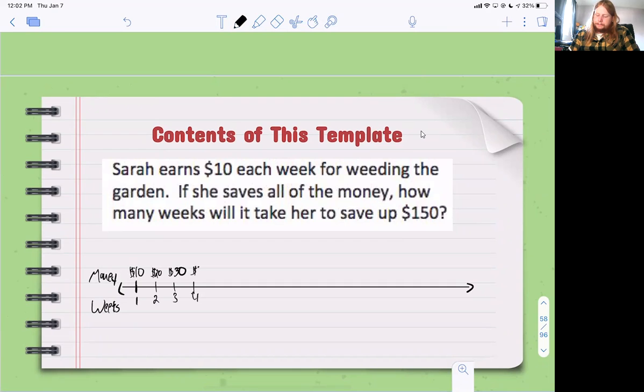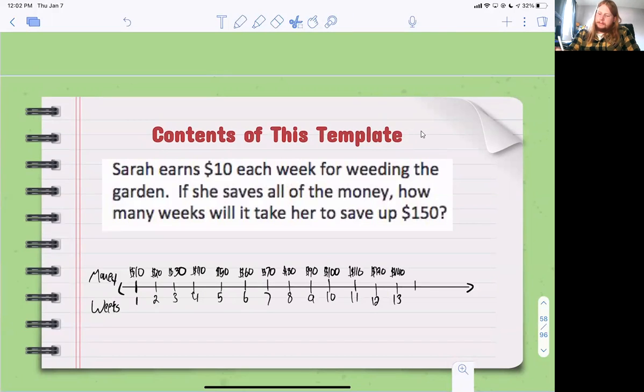On the fourth week, $40. On the fifth week, $50. On the sixth week, $60. On the seventh week, $70. On the eighth week, $80. On the ninth week, $90. On the 10th week, $100. On the 11th week, $110. On the 12th week, $120. On the 13th week, $140. Oh, Mr. Cannon did it again.